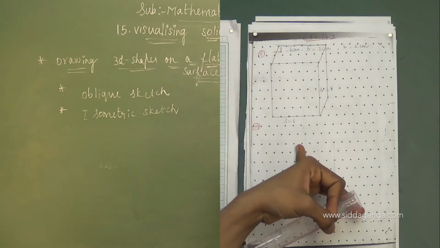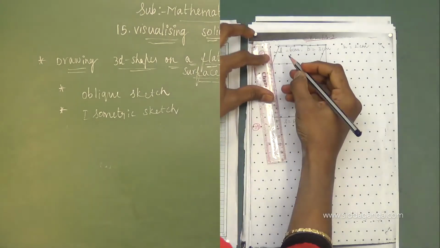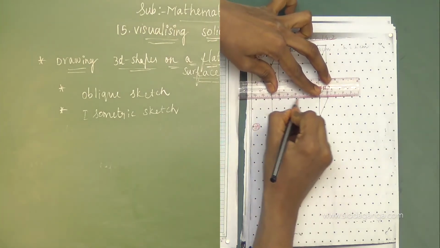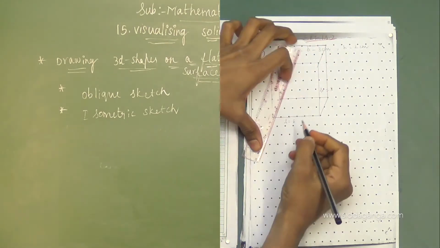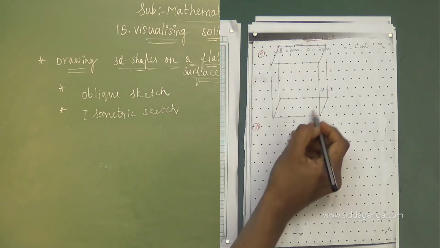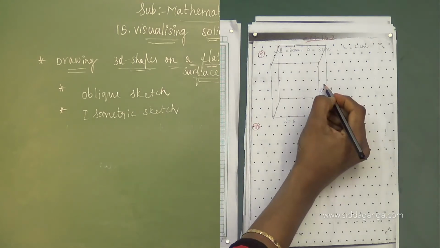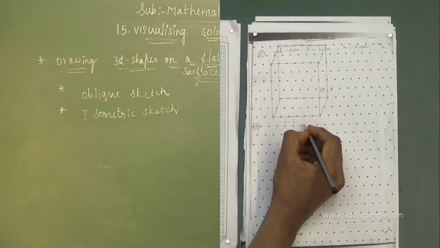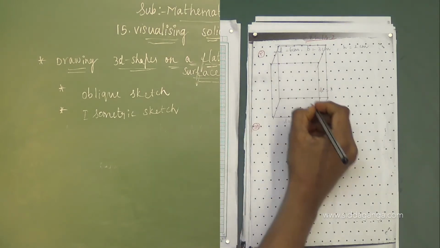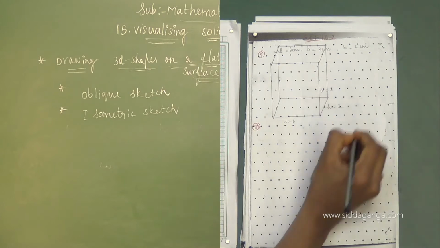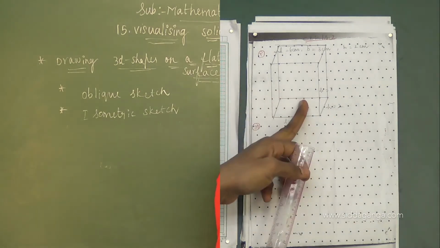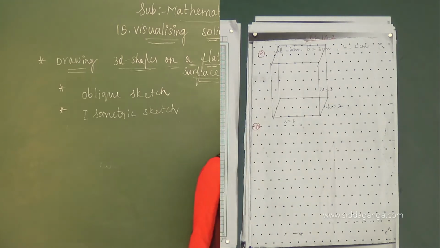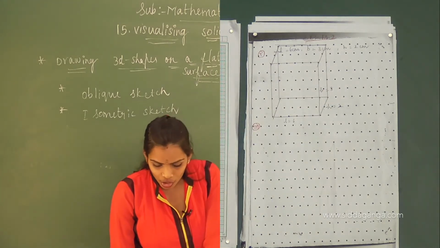This is the cuboid. Otherwise, the general format, we can do like this also. This is one rectangle. This is one rectangle. This is the left side. This is the right side. And top and bottom. L equals 6, B equals 3, H equals 2. Correct? This is the isometric representation for the given problem. And then, just next question.